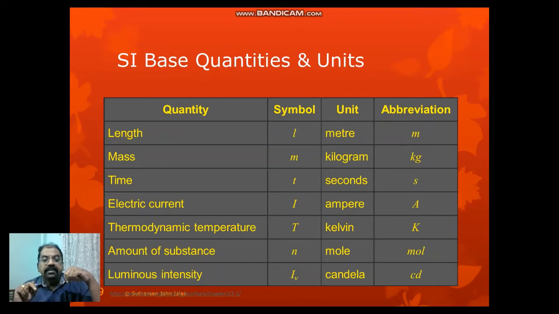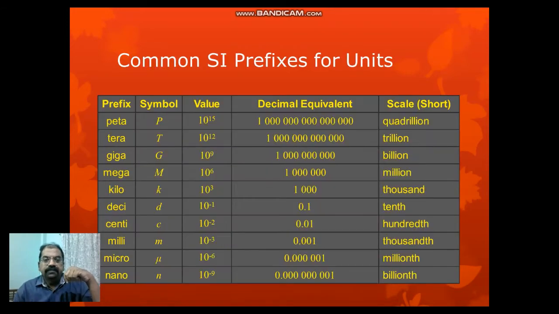Now luminous intensity. Luminous intensity means the light which is falling somewhere. If we want to find the intensity of light, we call it luminous intensity. The symbol is Iv, the unit is candela, and the abbreviation is cd. You have to take care of these points and note this in your copy also.